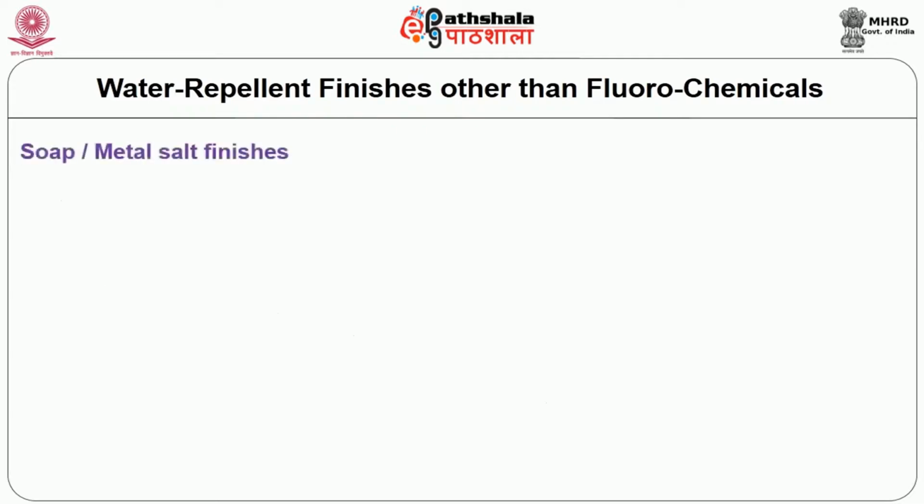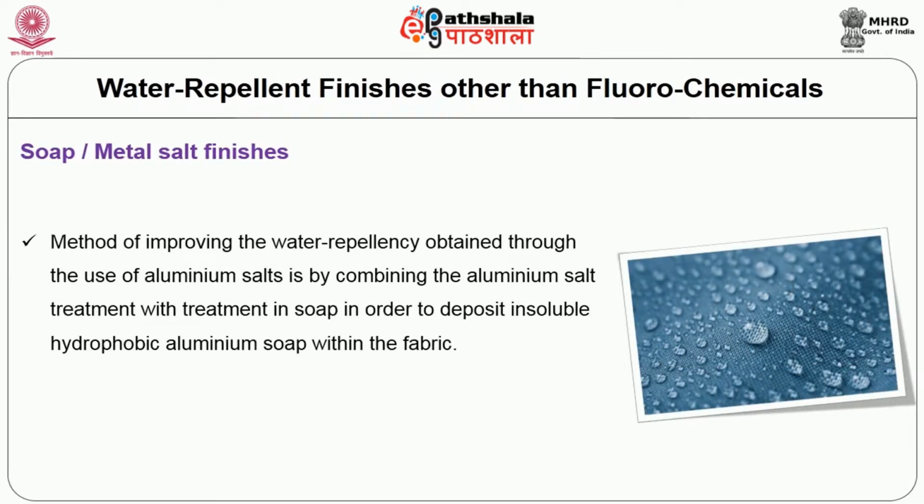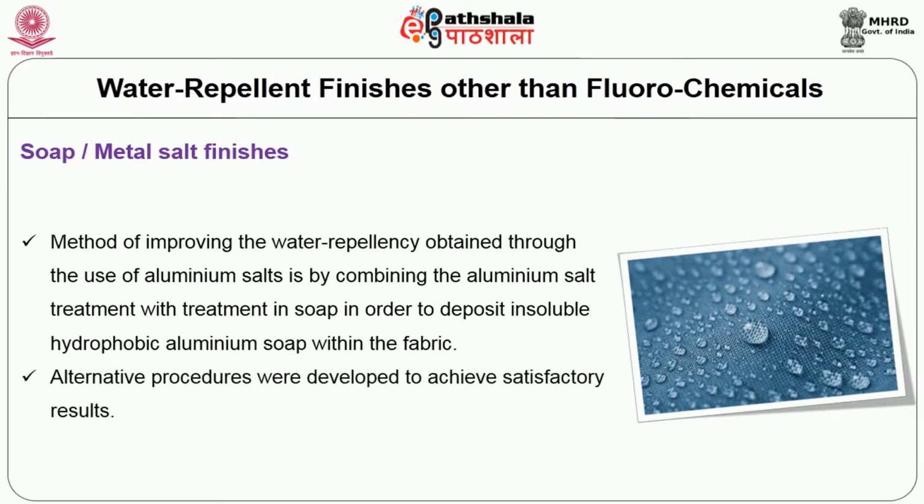The second one is soap. One method of improving the water repellency obtained through the use of aluminum salt is by combining the aluminum salt treatment with treatment in soap in order to deposit insoluble hydrophobic aluminum soap within the fabric. Alternative procedures were developed to achieve satisfactory results.